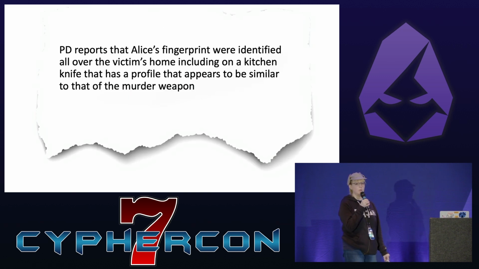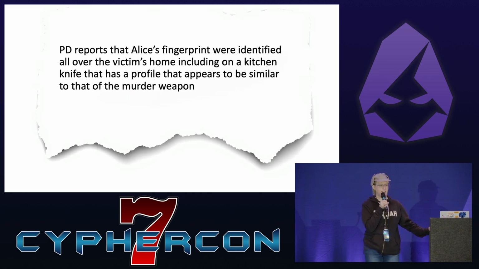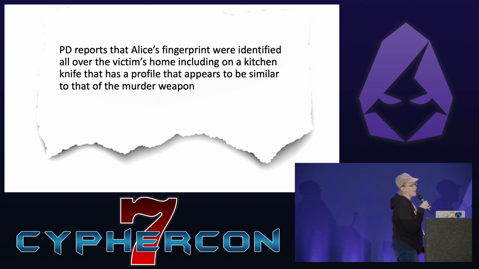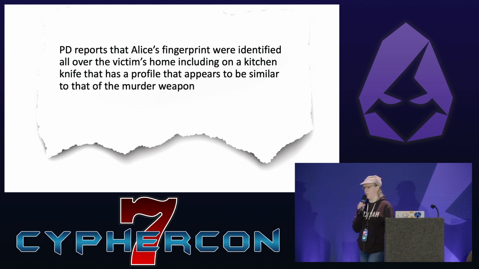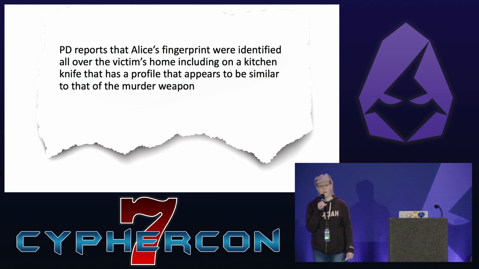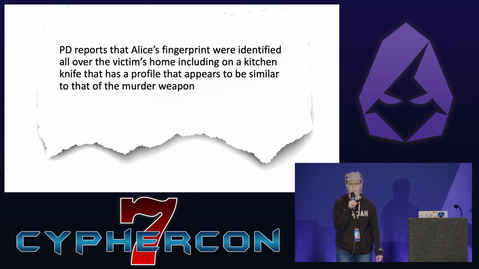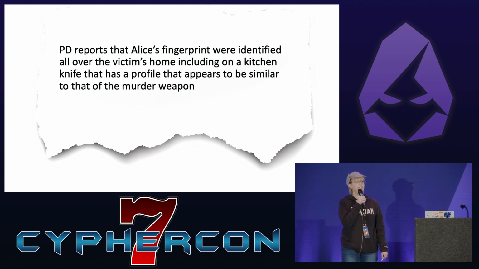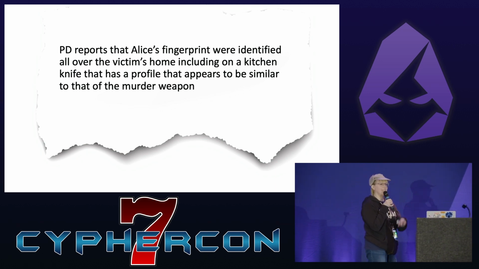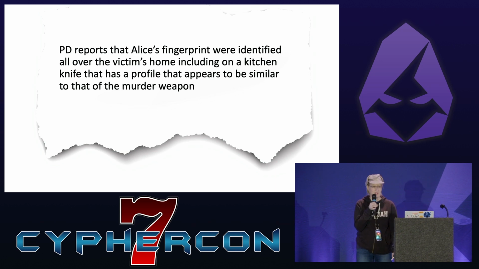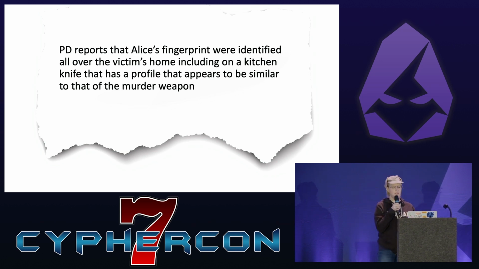Ooh, we got a report from PD. Check that out. They report Alice's fingerprints were identified all over the victim's home, including on a kitchen knife that has a profile that seems to be similar to that of the murder weapon. So tell me why we might find that in his home. Yes. She came to cook. That's absolutely possible. Yes. It's his. Okay. So these are just some things you can think about.